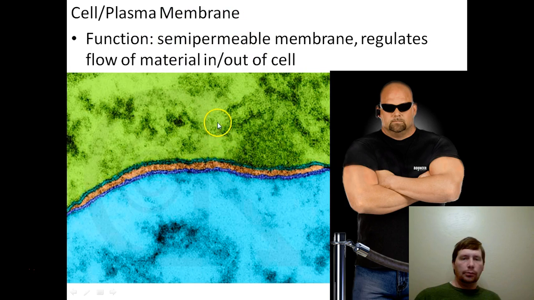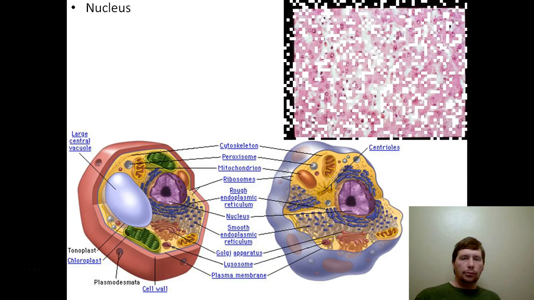Some things it lets in, like oxygen and water. Some things it lets out, like carbon dioxide. Some things it doesn't let in, like viruses and bacteria and so forth, that you're trying to keep out. So the role of the cell membrane is it controls what comes in and out of the cell. Now, the next three parts of the cell we're going to talk about are all related to each other, and they all have to do with the nucleus.